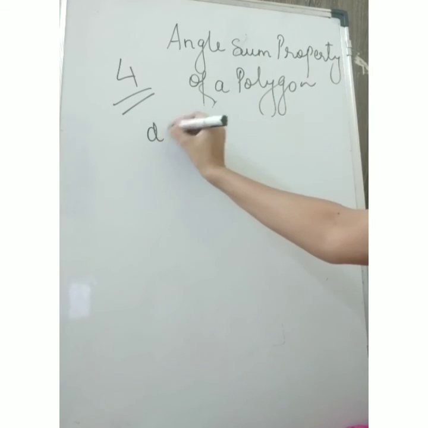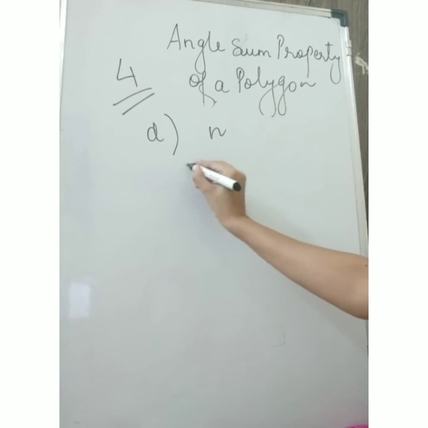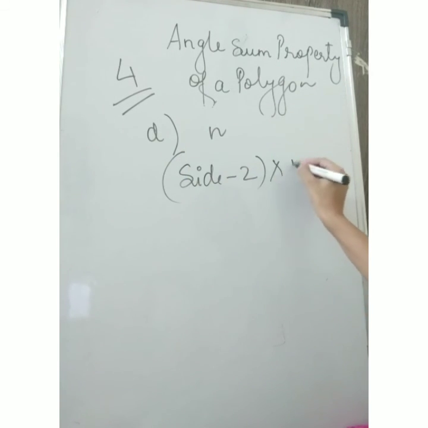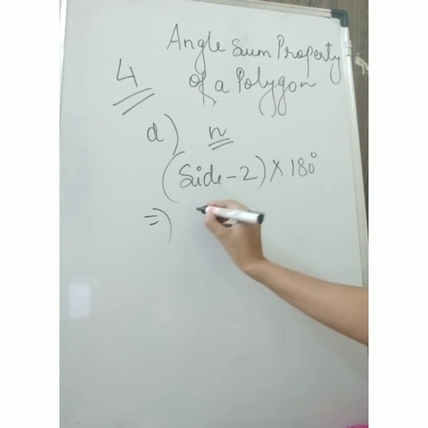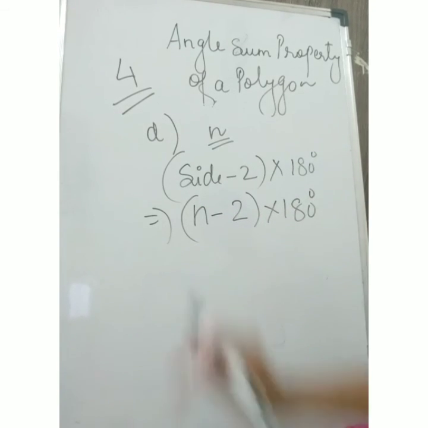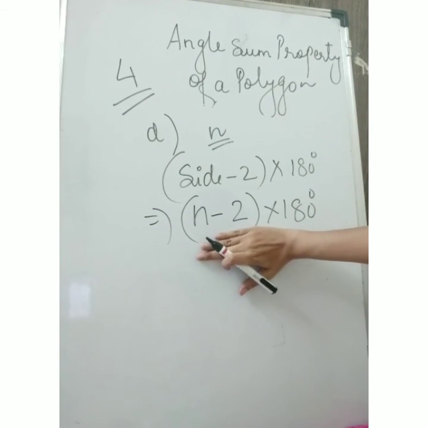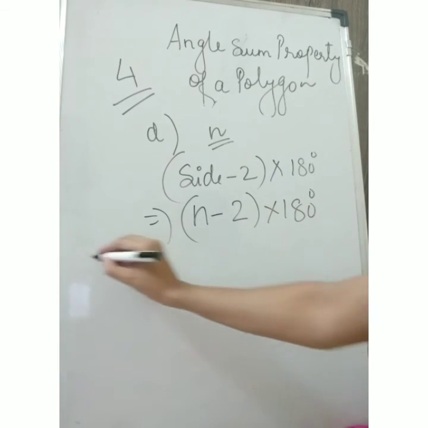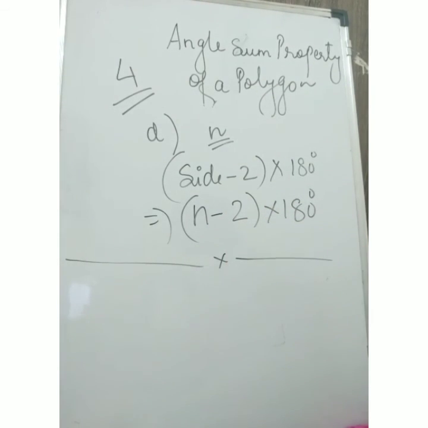Okay. Now students, n. Now how will we find out n? The formula is sides minus 2 into 180 degrees. So sides over here is n. So it will be n minus 2 in brackets multiplied by 180 degrees. So if we have n sides, the angle sum property will be what? n minus 2 into 180. Okay. So I hope question number 4 is clear. Thank you.